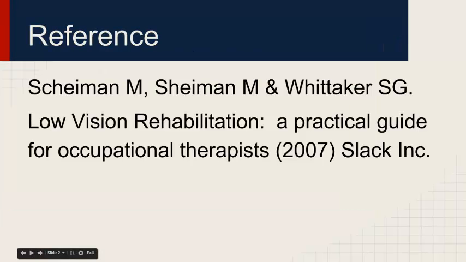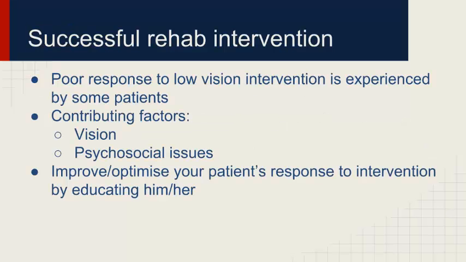So this textbook that I've referenced here, Scheiman, Whitaker, is a fantastic resource for low vision practitioners such as orthoptists, and much of the information contained in this presentation can actually be found in this reference. Whilst it's designed primarily to be a guide for occupational therapists, it contains very broad information that's useful for orthoptists as well.